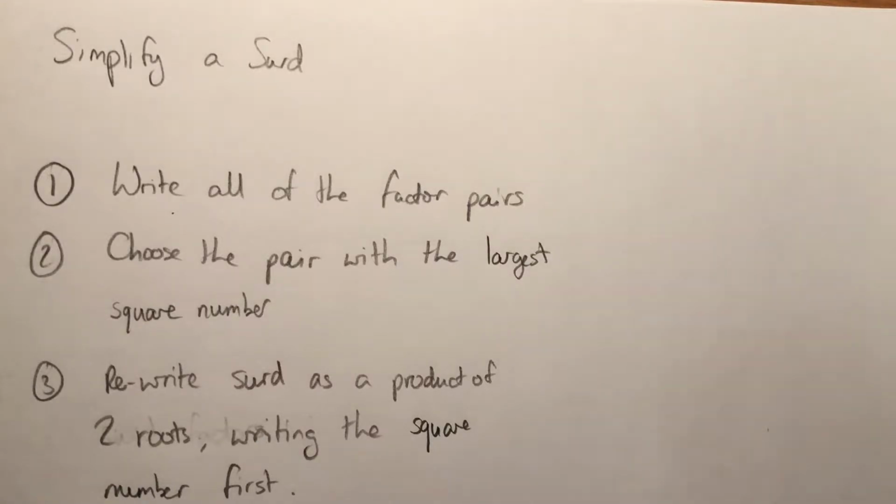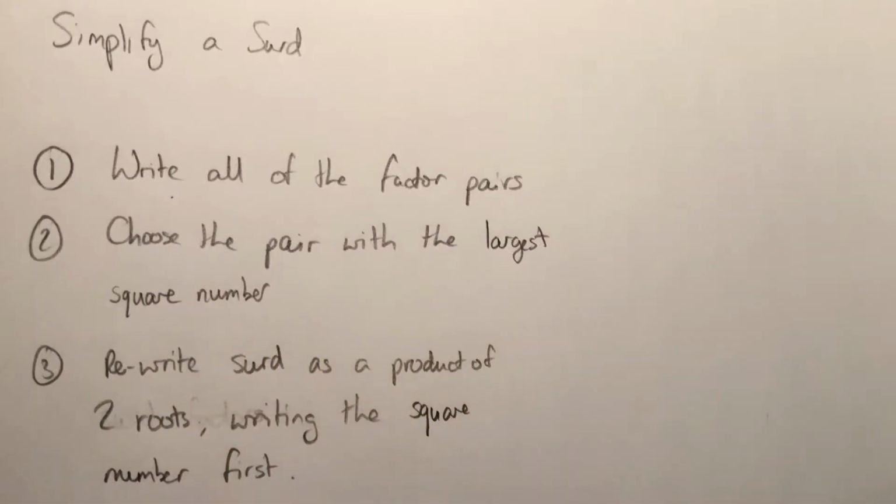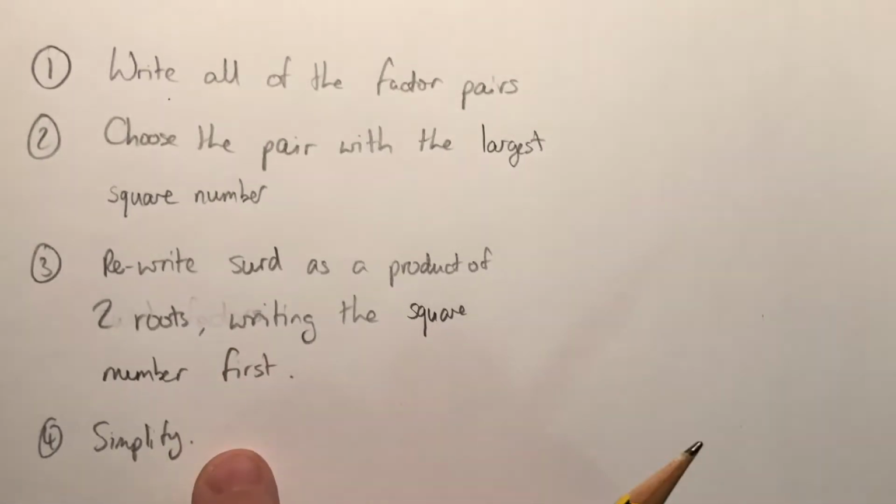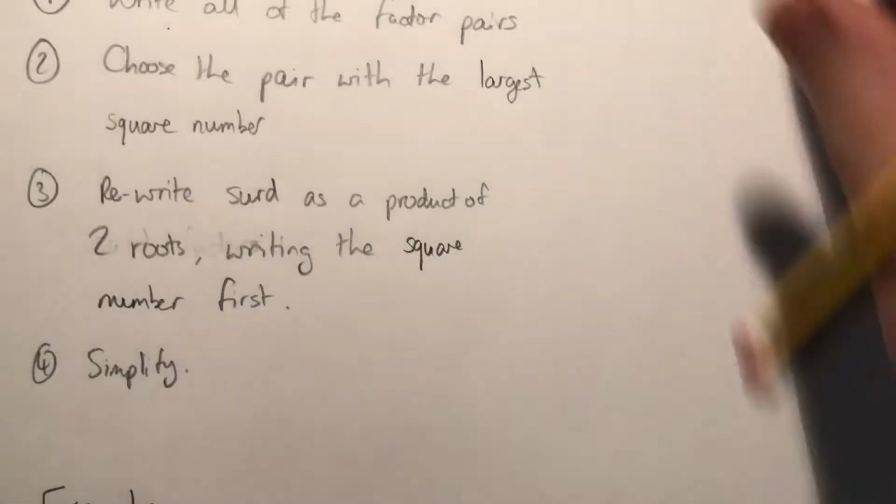Now, to do this, we have to write down all the factor pairs of the surd that we're looking at. We're going to choose the pair with the largest square number, rewrite the surd as a product of the two roots, writing the square number first, and then simplify down. Now, that might seem like a lot, and it might seem confusing as to what I'm trying to say, but this should become relatively straightforward.